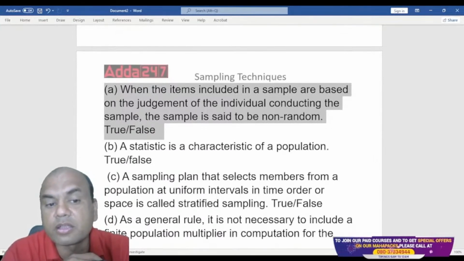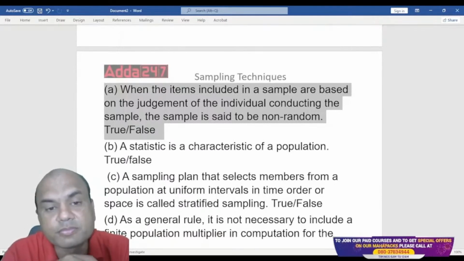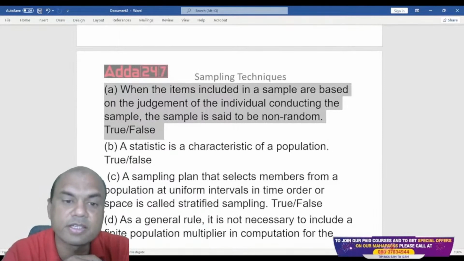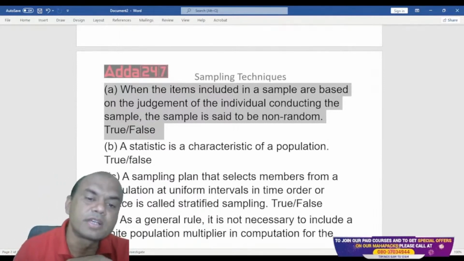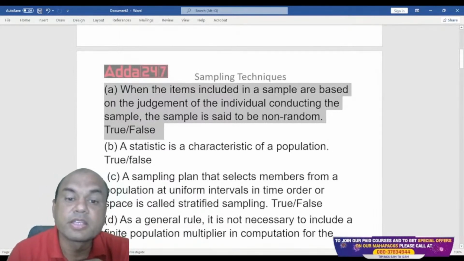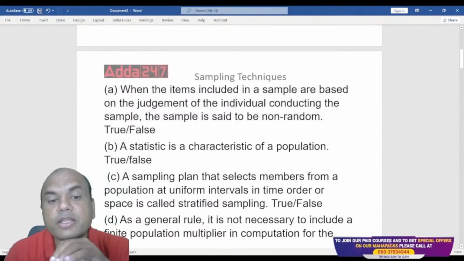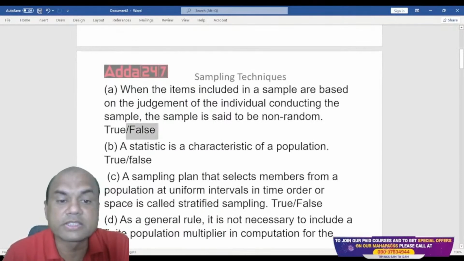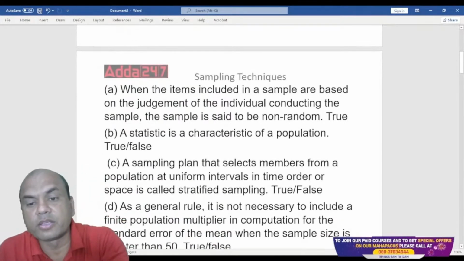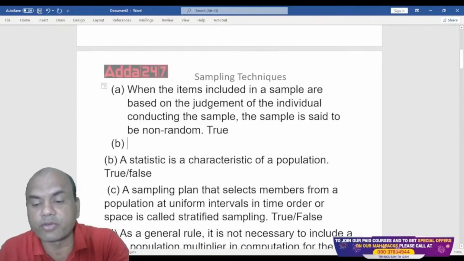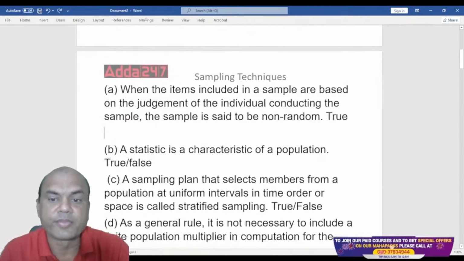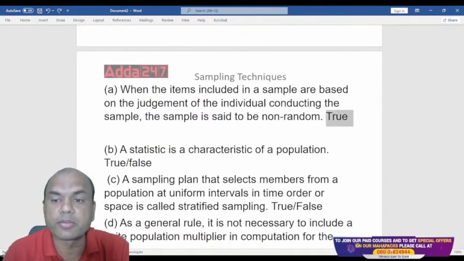Judgment of the individual conducting the sample. So it is. Yes, it is. Correct. This is a type of non-probability sampling. So the answer for this is true, everyone. Let me mark it over here.